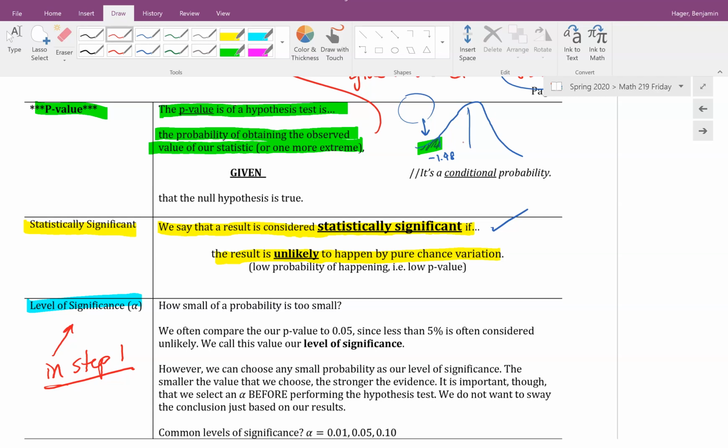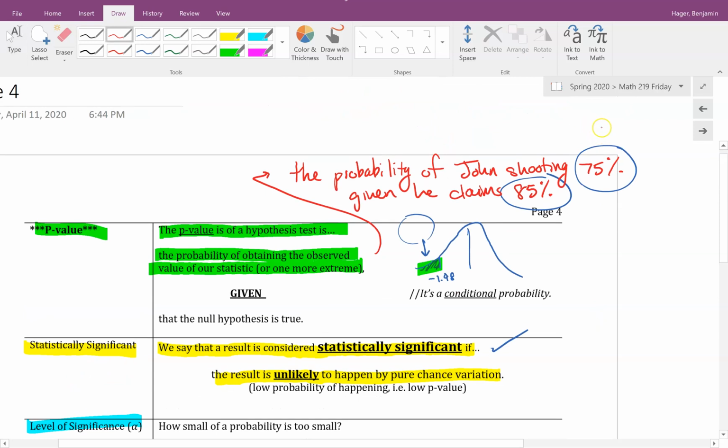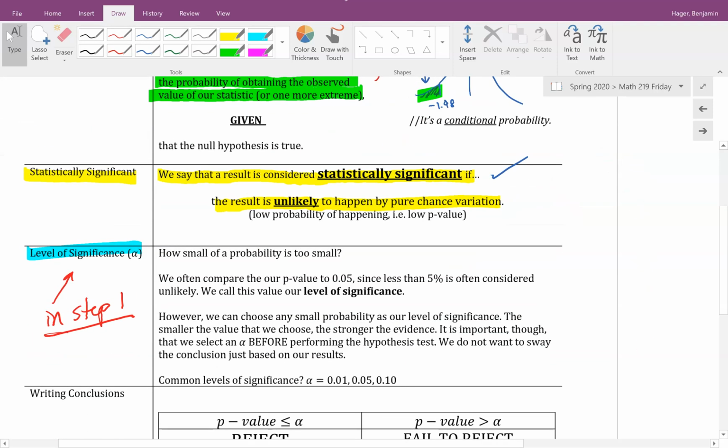So if I found a p-value that was lower than 5%, the probability of him getting this shooting rate, given that he claims that, is only a 5% chance of getting that number. That's very low, okay? And so what that means is that I don't think it was just bad luck, because it's really unlikely to happen. I think you're wrong about this claim.